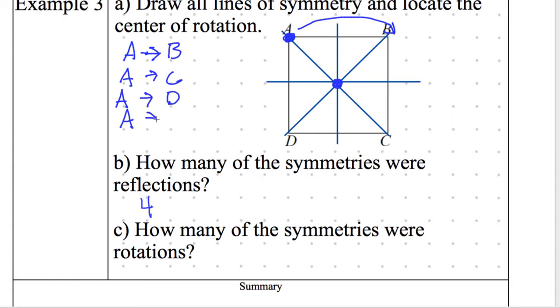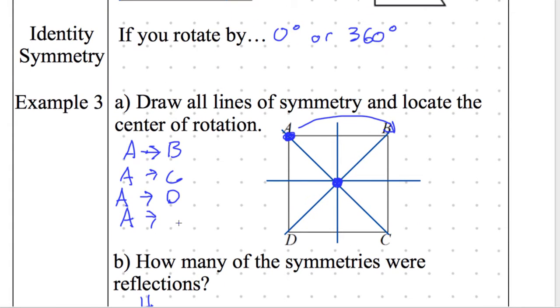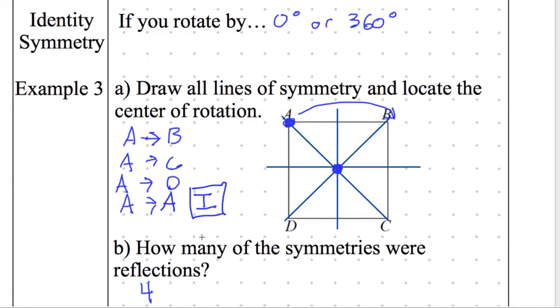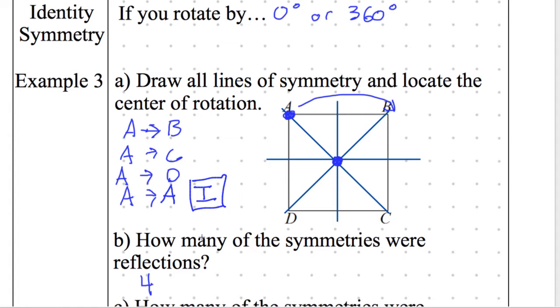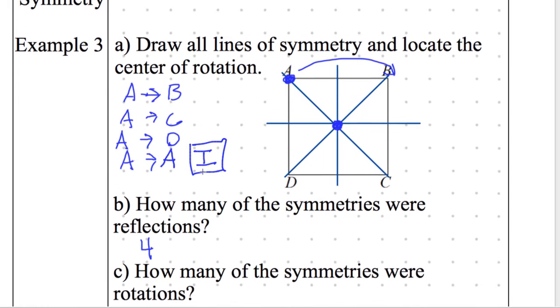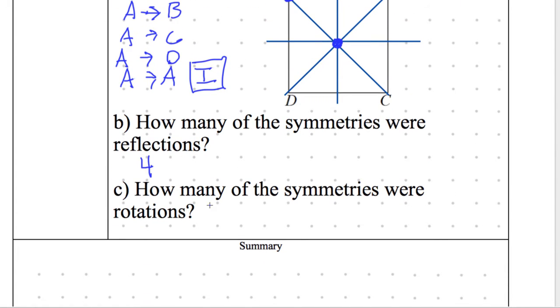A can go to A. That's the trivial one that's called the identity symmetry. This one is the identity here. We do a capital I for identity. Are there any other possibilities? Say again, A goes to C. Is that what you're talking about? Yep. Yeah. So that's this one here. Perfect. Yeah. So there are only 4 of them. All 4 of them. So again, 4. And that's it. All right.